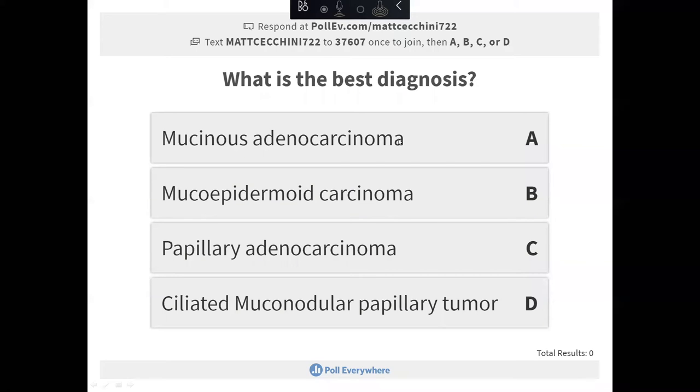Would it be A, a mucinous adenocarcinoma? Would it be B, a mucoepidermoid carcinoma? Would it be C, a papillary adenocarcinoma? Or would it be D, a ciliated muconodular papillary tumor?